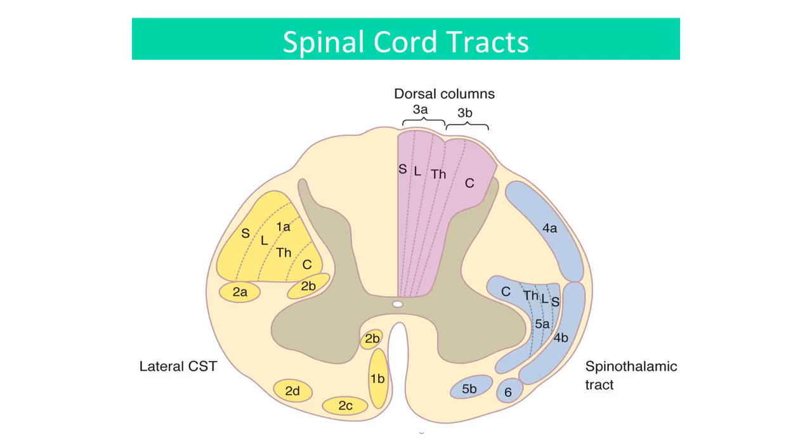Now, before we talk about the dorsal column, I want to teach you something. I want you to repeat after me. When I say pain and temperature, you say spinothalamic. Anytime I say anything else, you say dorsal column. Understand? So if I say pain and temperature, you say spinothalamic. Everything else I say, you say dorsal column.